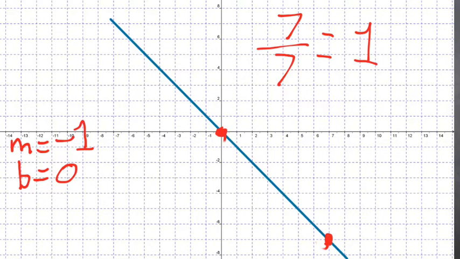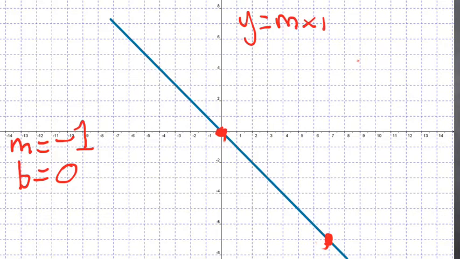Let's input it into y equals mx plus b. If y equals mx plus b looks like this, I'll write it out here for you guys: y equals mx plus b. All you have to do is put what you found into its designated spot. So, the final linear equation being y equals -1x plus 0. Am I correct?